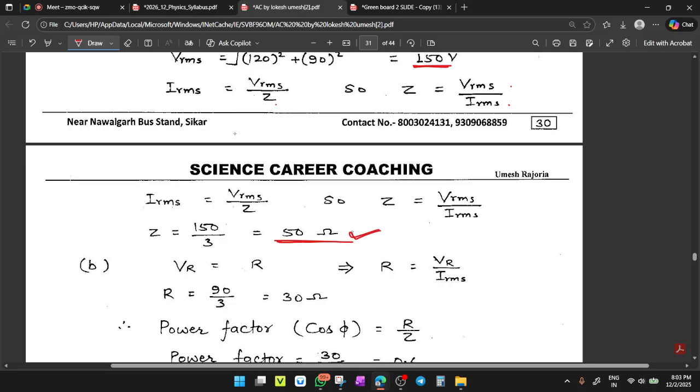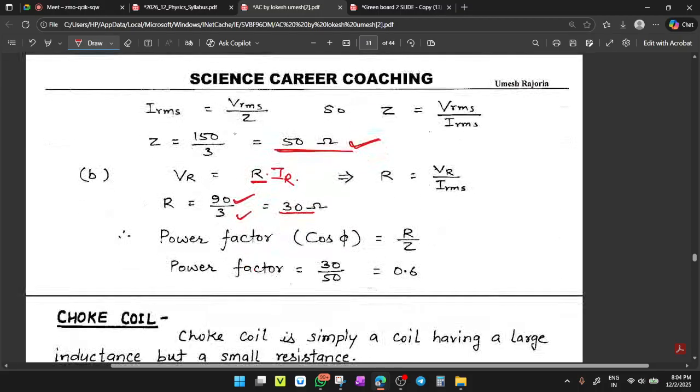This is the first part. Now VR equals IRMS into R. So R equals VR upon IRMS. VR is given as 90 and IRMS as 3 ampere, so this equals 30. Now cos phi equals simply R by Z. This equals 0.6. So simple. Fine.